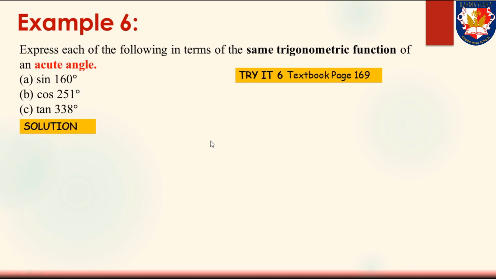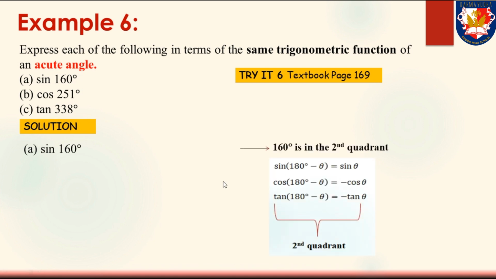Here is the solution. For part A, sine 160 degree, remember that 160 degree is in the second quadrant, and here is the formula applied in the second quadrant. Sine 160 degree is sine of 180 degree minus 20 degree. So based on this formula, this equals sine 20 degree. Remember, 20 degree is now an acute angle.